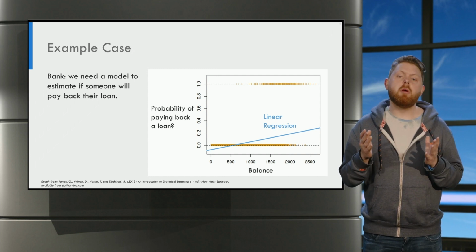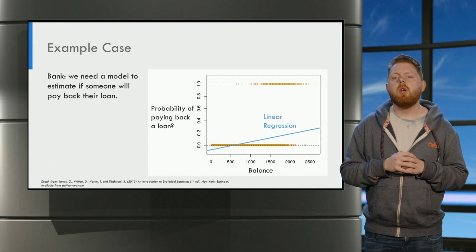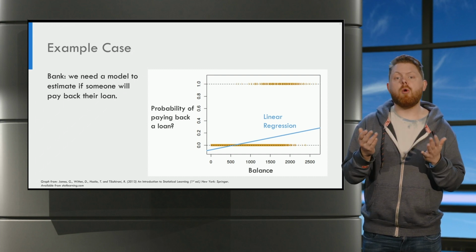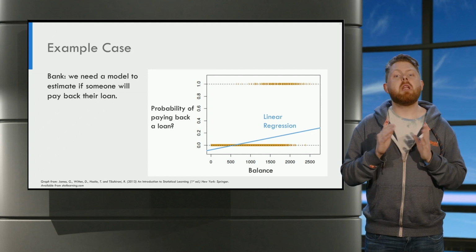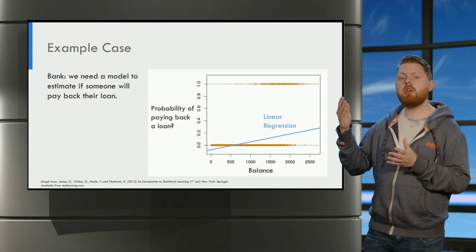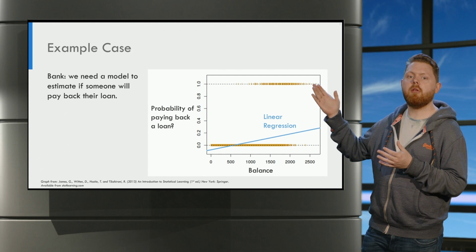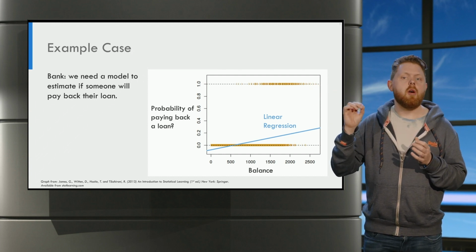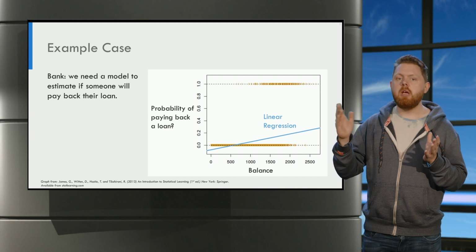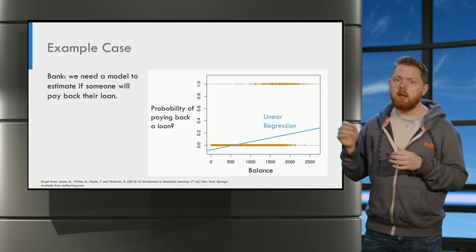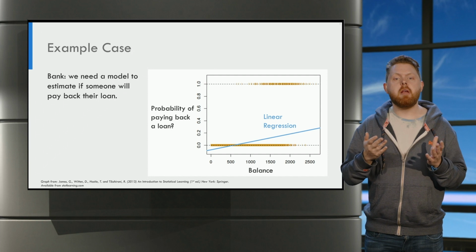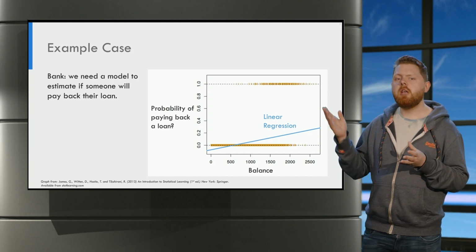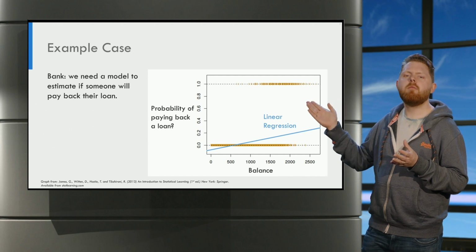Let's say we're going to build a model for a bank. We need to predict whether someone is going to pay back their loan or not. For this, we have trained a linear regression model as shown in this graph. People are indicated by yellow dots, where a value of 1 means that the loan has been paid back and a value of 0 means it was not paid back. As you can see, something is going wrong here.